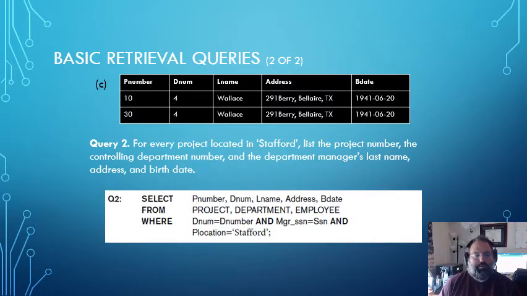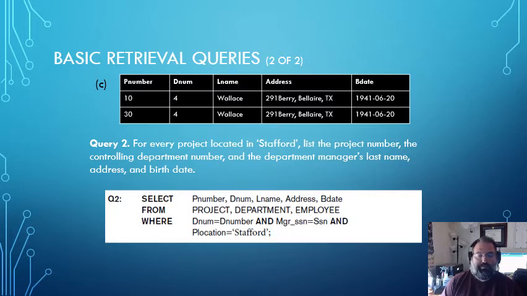This is an additional query showing essentially a select off of a joined set of tables. So we're joining together project, department, and employee here. They're doing so by using a where clause to do the joining. There's also a join flavor of SQL that is perhaps a bit more readable than this.